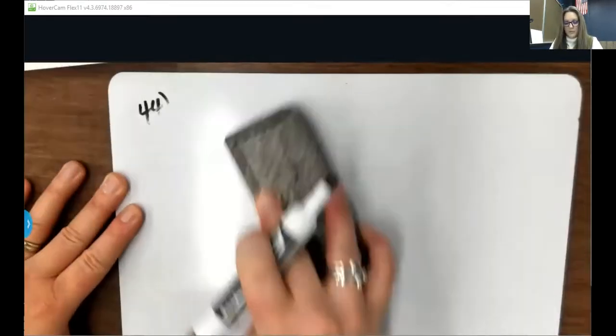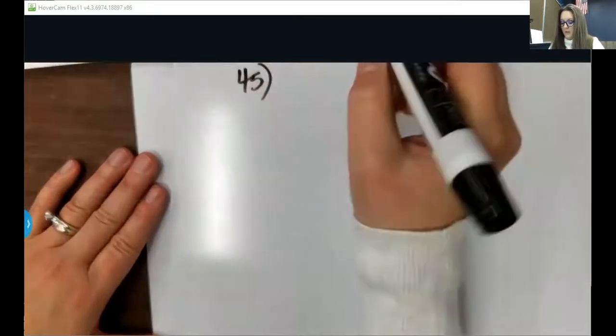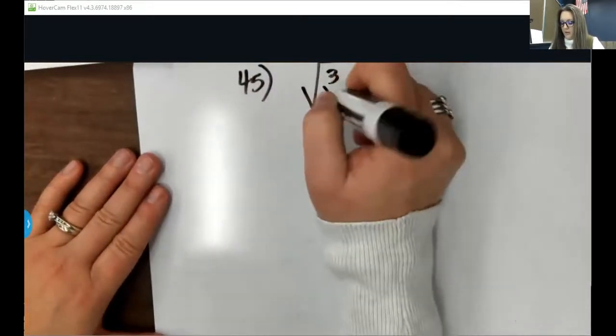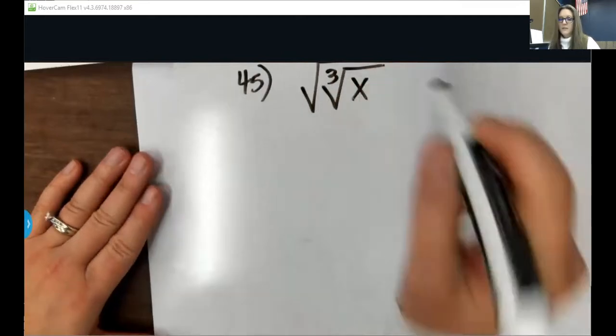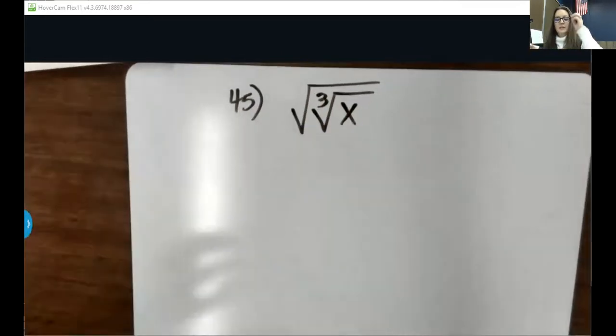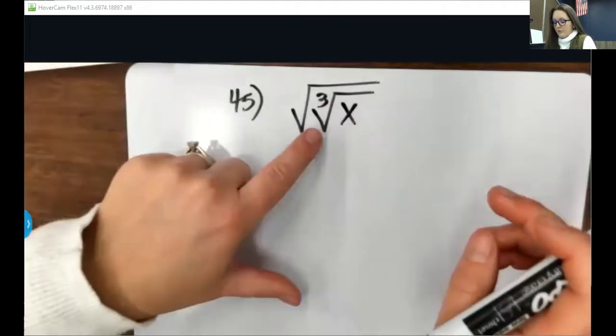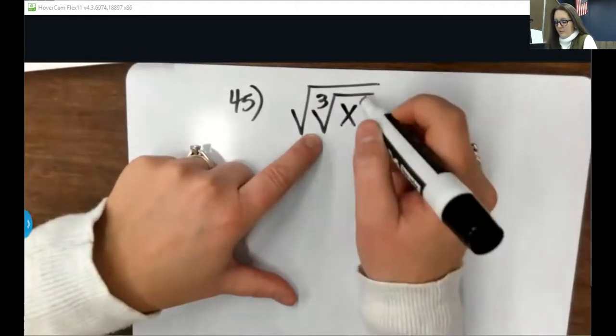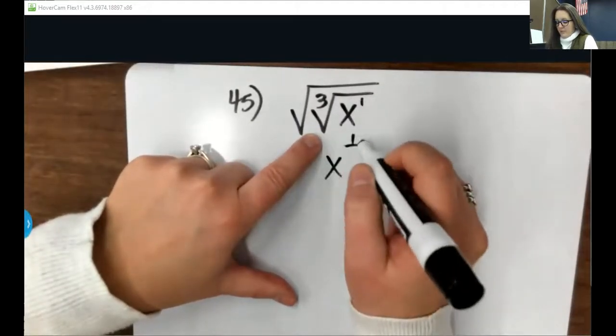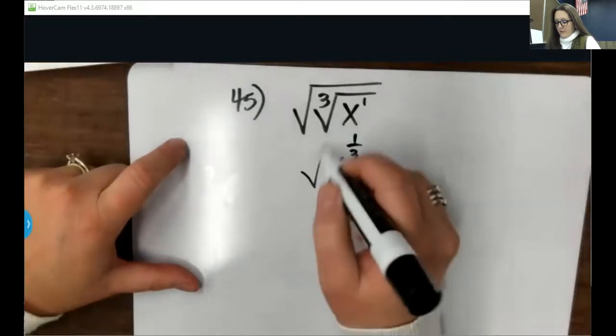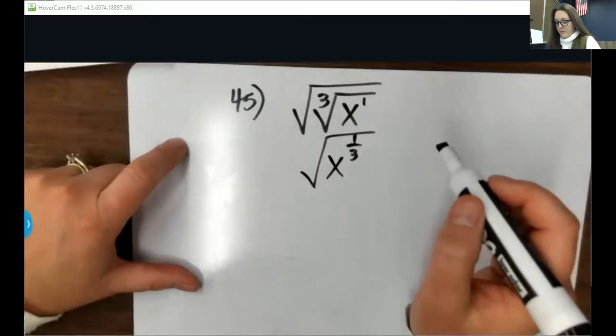All right, let's move on. Let's do 45 because that one's kind of tricky, and then we'll go to domain. This is the square root of the cubed root of x. This is kind of like parentheses, so I'm going to work from the inside out. So the cubed root of x, I'm going to take that. This is to the 1 power, so I'm going to say this is 1/3, right? So this is the square root of x to the 1/3 power.